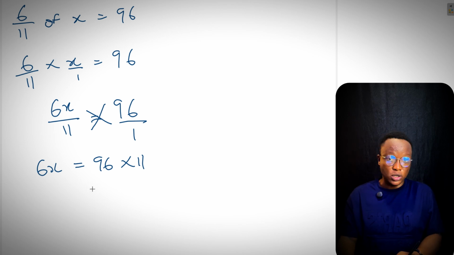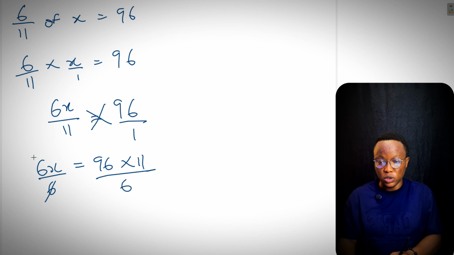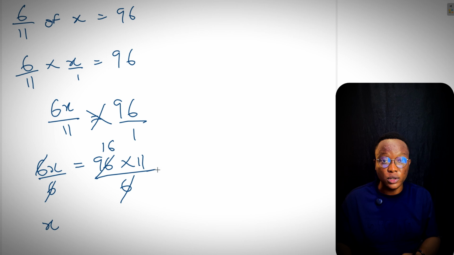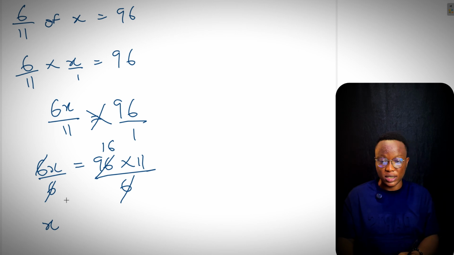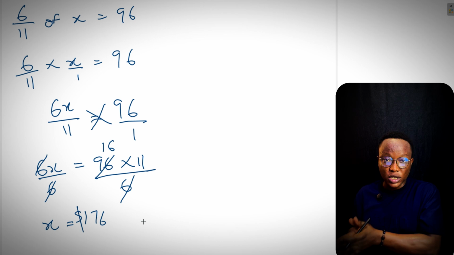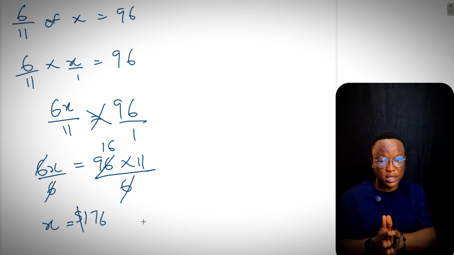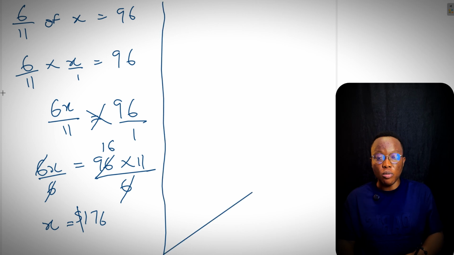To isolate x, we're going to have to divide both sides by 6, yes? So we are dividing both sides by 6. 6 cancels 6, we have x. So we divide 96 by 6, that will give us 16. 16 multiplied by 11. We understand that 16 times 10 is 160, right? So plus an extra 16, that's 176. Okay, so we can establish that the amount they shared is $176.